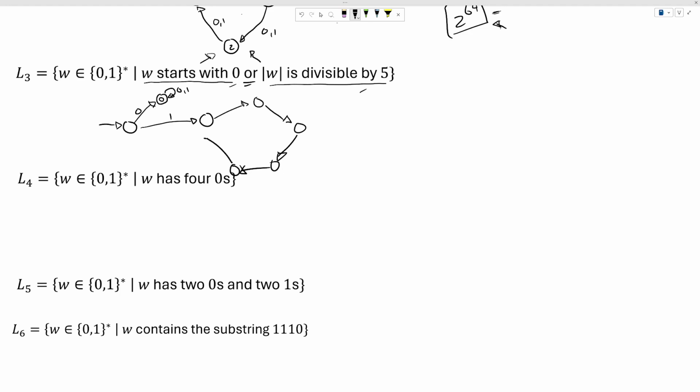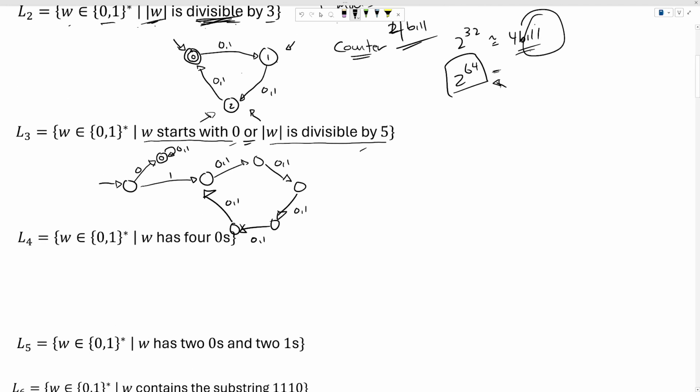Another counter. So I use 5 states, and since it's the length, we don't care what symbol we're getting. We just want to transition to the next state. Now we've got 5 states here, and we need to be really careful. Which of these states is the state that is divisible by 5? Because up above in our divisible by 3 case, it was the starting state. So there's some instinct that makes us want to think that maybe it's this state here, right? That's the divisible by 5.